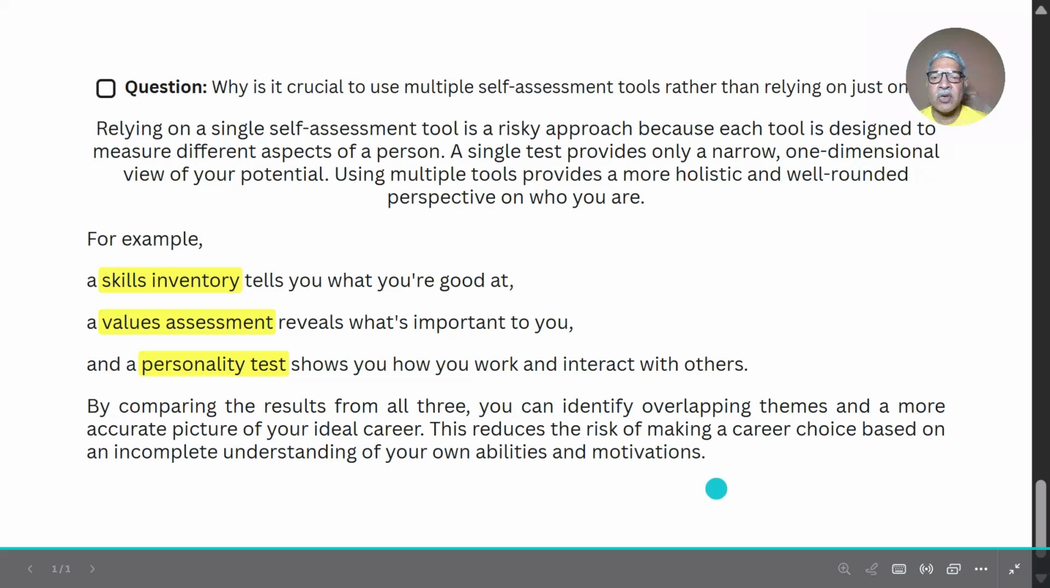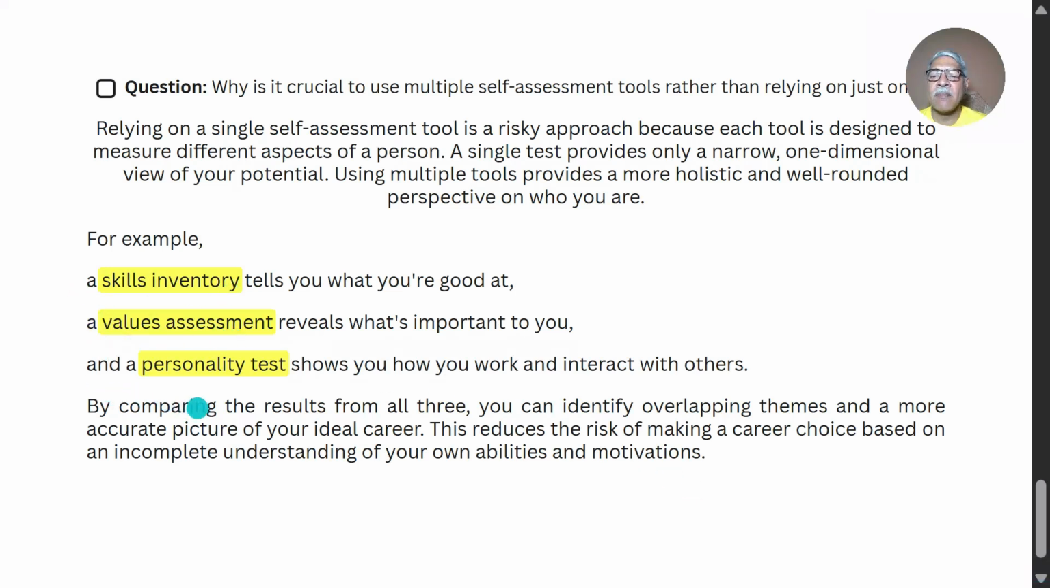So, thus, when you want to take a personality test or a self assessment test, see to it that you do a skills inventory, a values assessment, and a personality test.